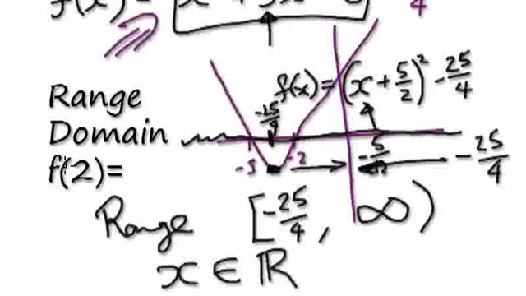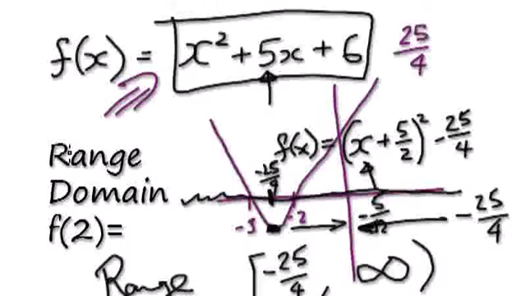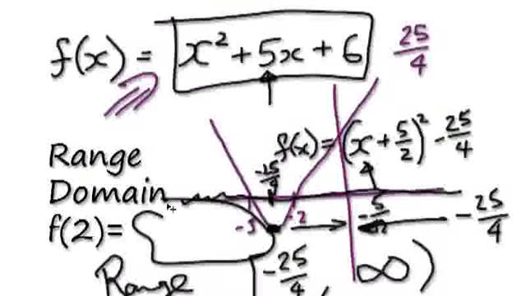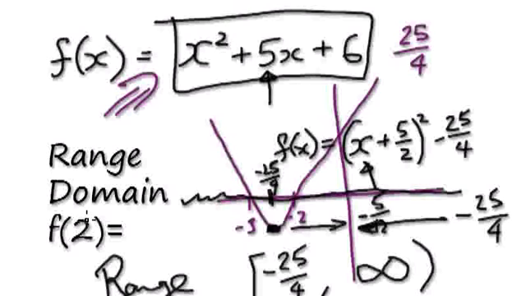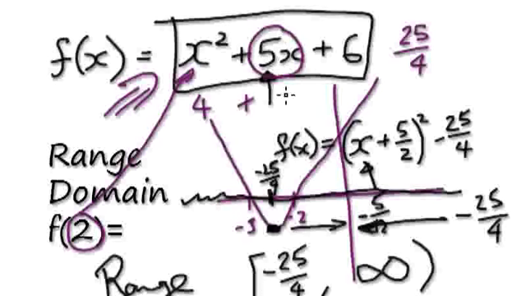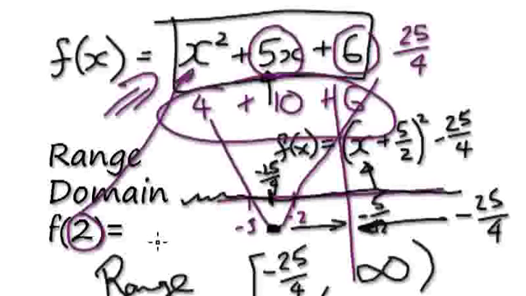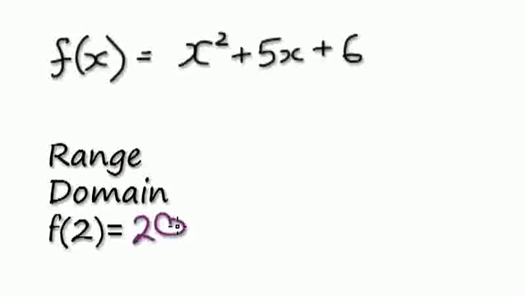And f of 2, what this is saying is that you've got to put 2 into this x here. If you put 2 in, what will this whole thing be? Here it wants you to put 2 into here, so that would be 4, then this here would be 10, and then this here was 6. Add these all together, it will be 20. So this thing here will be 20.